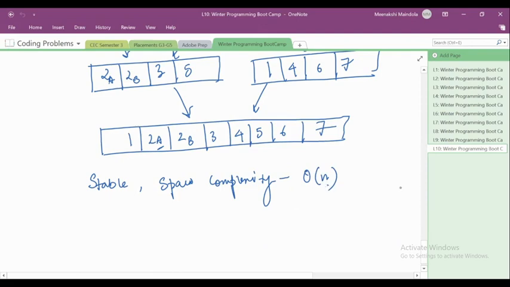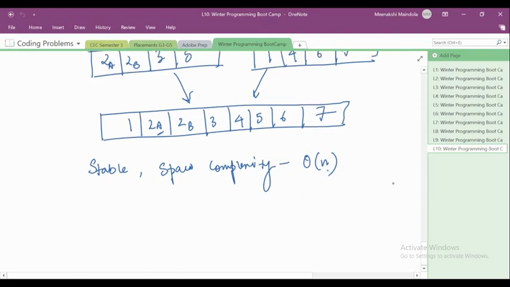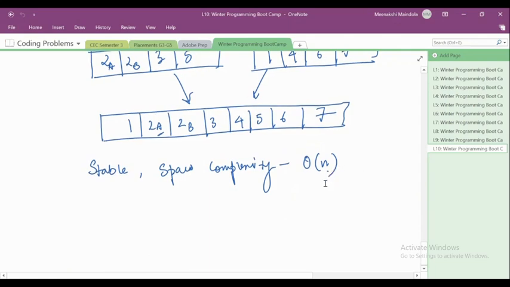Now in the sorted array, you are going to consider some extra space for the sorted array, which is going to contain the same n elements but in sorted order. So the space complexity comes out to be order of n, and since it is considering some extra space, you say that it is not in place.